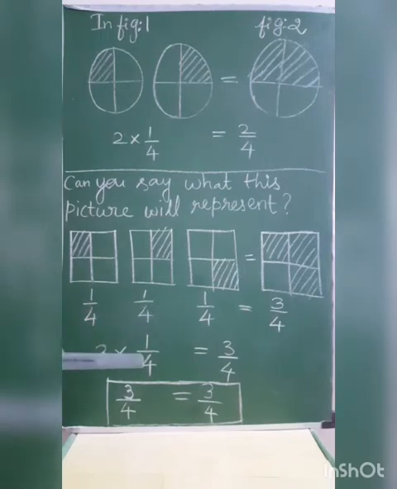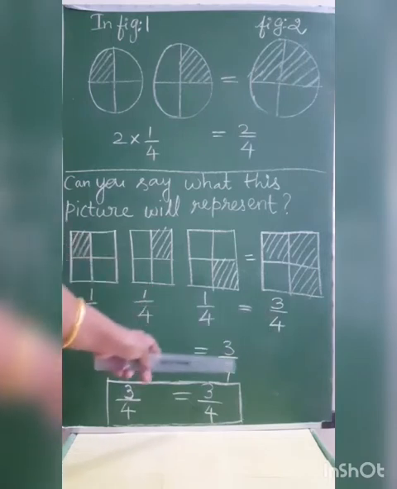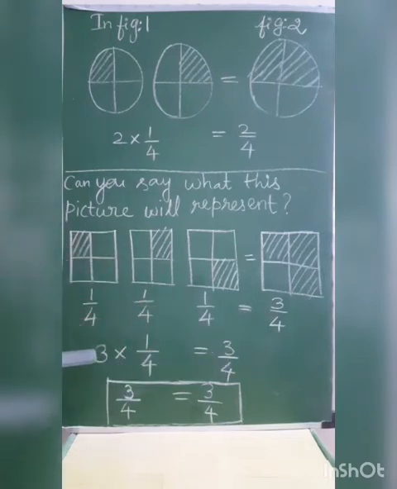So 3 into 1 by 4 equals 3 by 4. The whole number is multiplied with the numerator, keeping the denominator the same. So 3 into 1 is 3, and the denominator here is 4. So 3 by 4 is the answer for the left hand side, and on the right hand side you find 3 by 4. So both pictures represent the same.